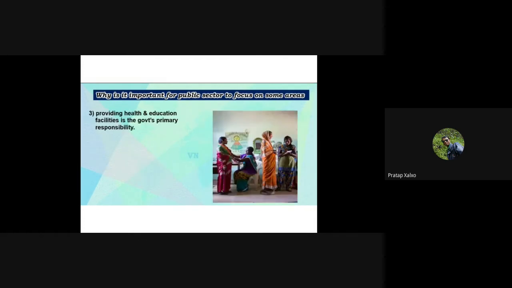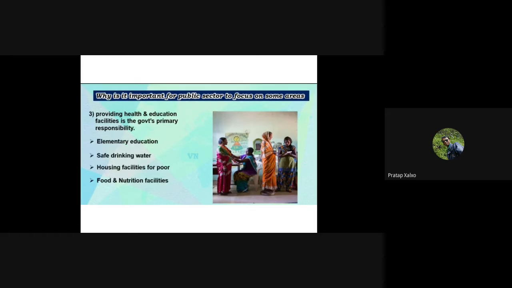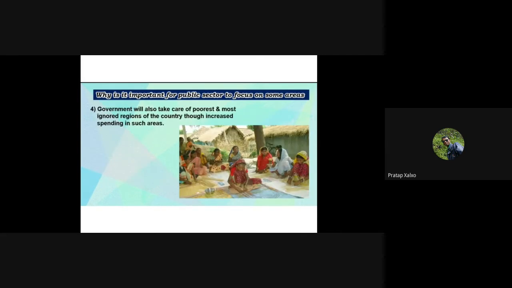Then providing health and education facilities is the government's primary responsibility, like elementary education, safe drinking water, housing facilities for the poor, food and nutrition facilities. To conclude, the government will also take care of the poorest and the most ignored regions of the country through increased spending in such areas. So, with this, I conclude the chapter. Thank you so much.